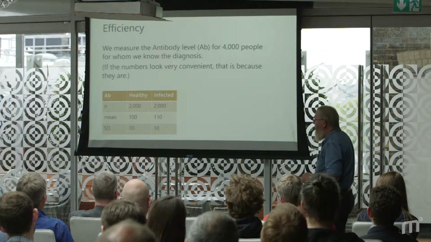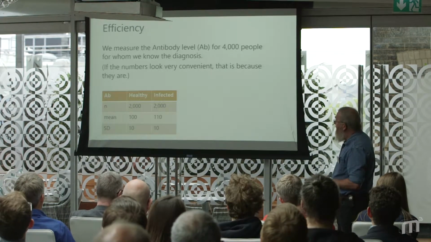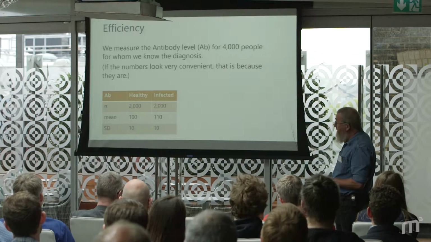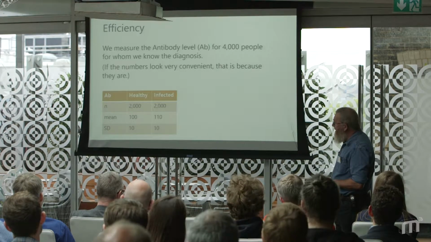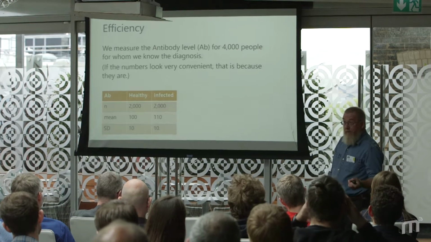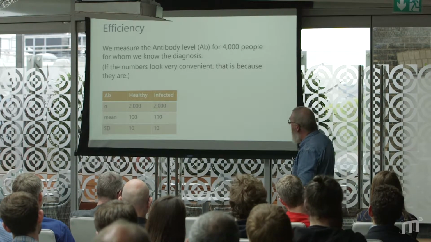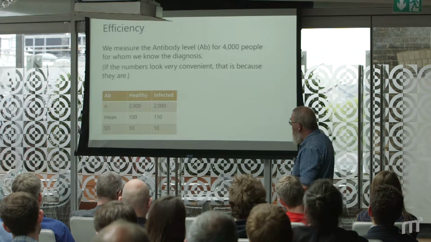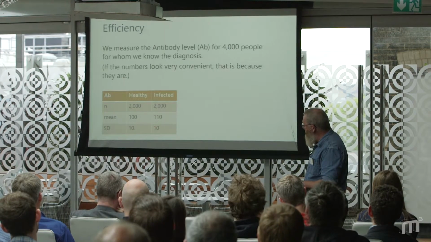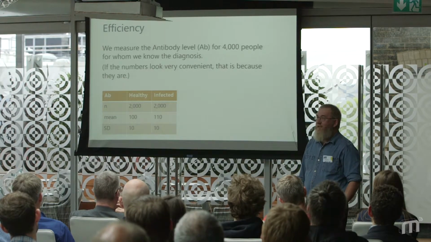The good news is we have a lot of background data. We have 2,000 individuals who are healthy, and for this particular antibody, they have a mean antibody level of 100. The infected people who are going to turn into the living dead have an antibody level of 110. And the standard deviation is exactly 10 in each case.